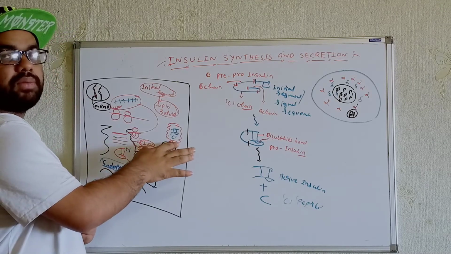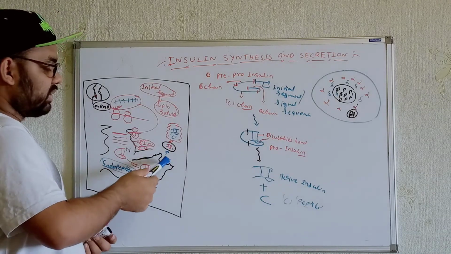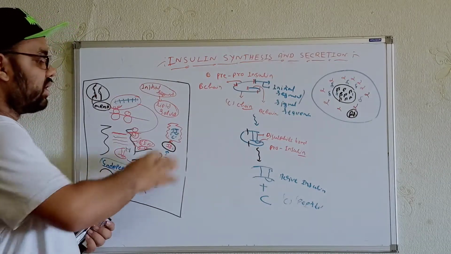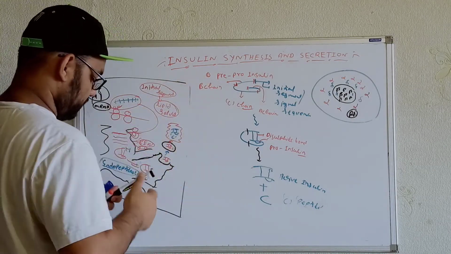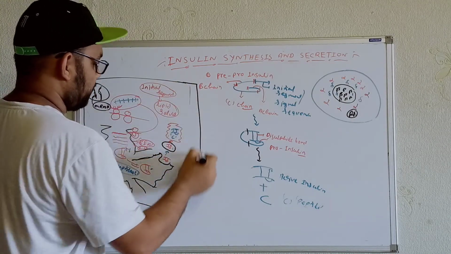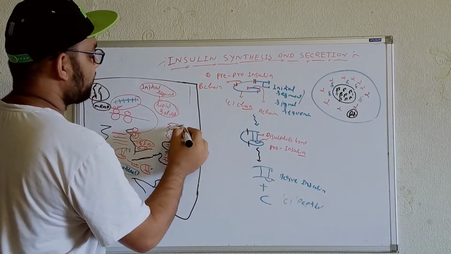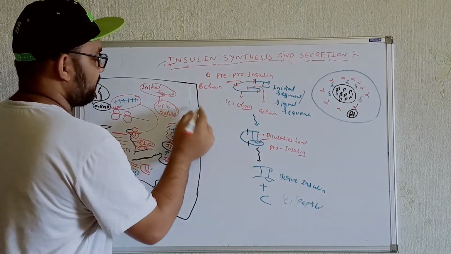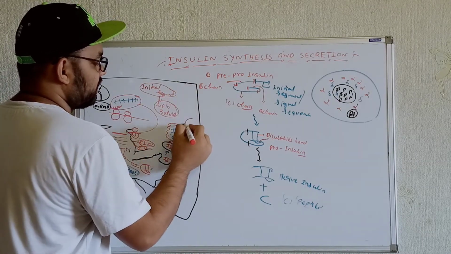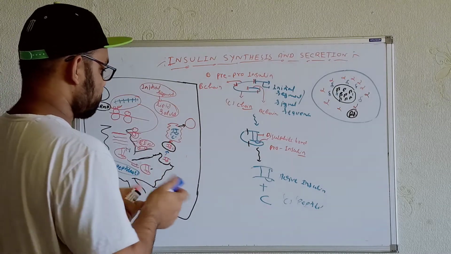There is another type of endopeptidase present within the Golgi apparatus that will cut down the C peptide from the proinsulin. Okay, now we will get only this form. After that, let me increase the size of it. The Golgi apparatus will produce different types of vesicles after the processing. Now within the Golgi apparatus, there will be storage of insulin.